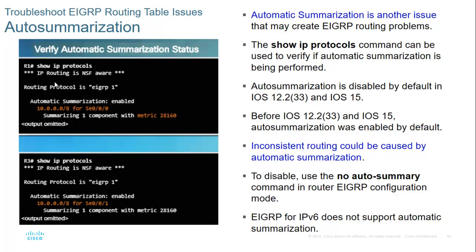Automatic summarization is another issue that may create EIGRP routing problems. Inconsistent routing could be caused by automatic summarization. To disable it, you can use the no auto-summary command. EIGRP for IP version 6 does not support automatic summarization.